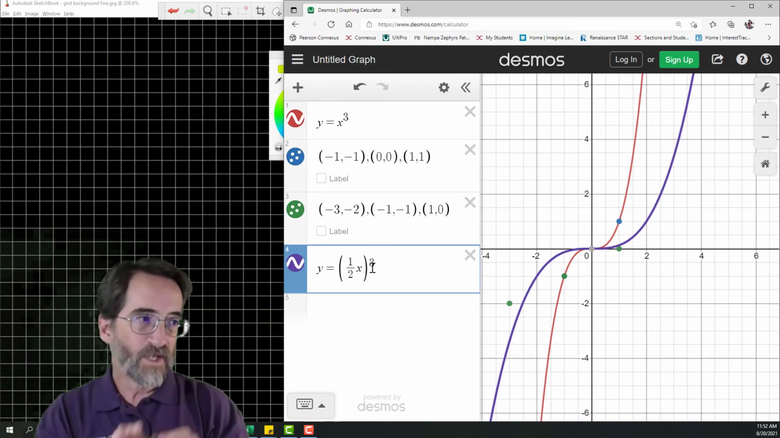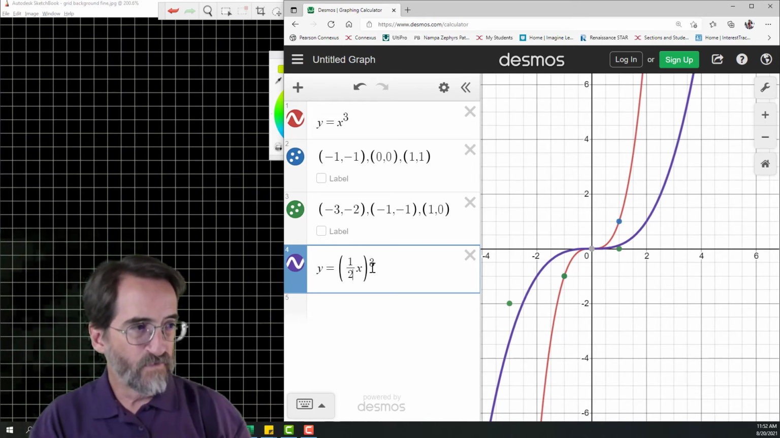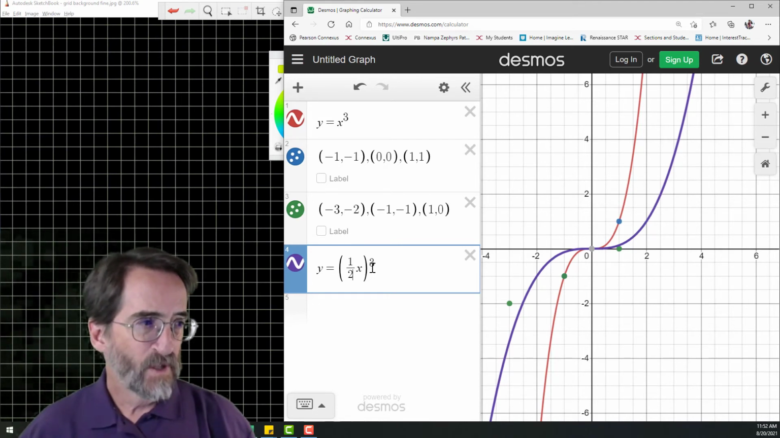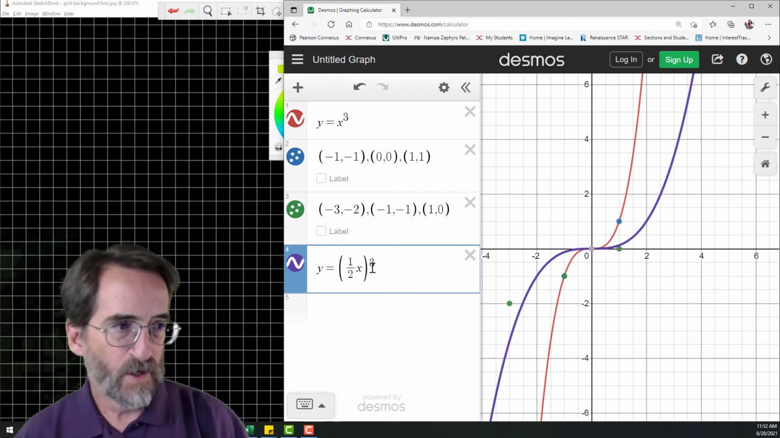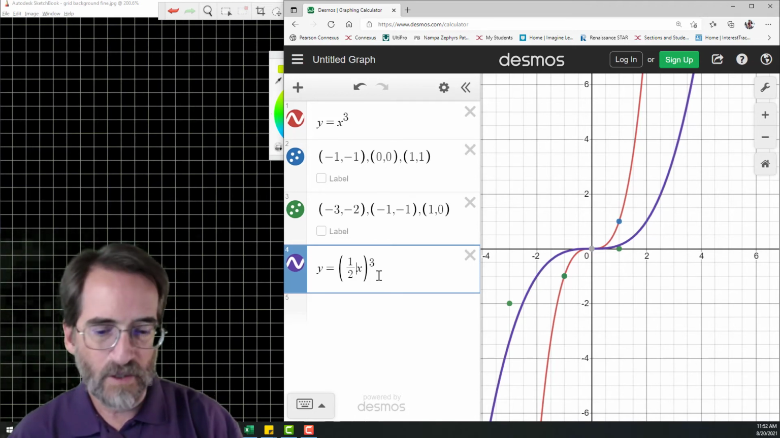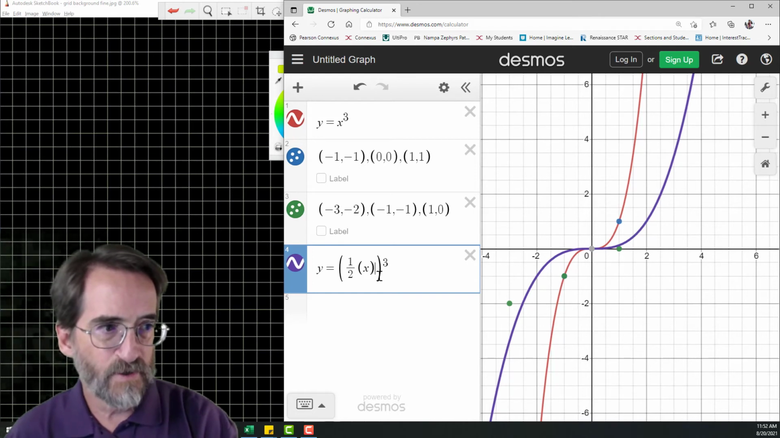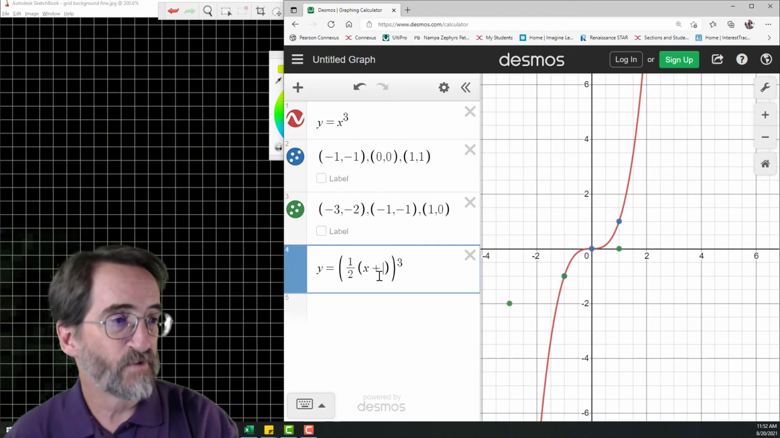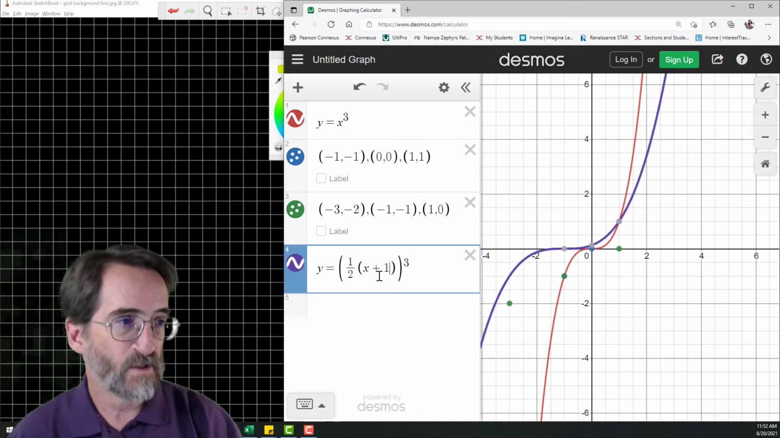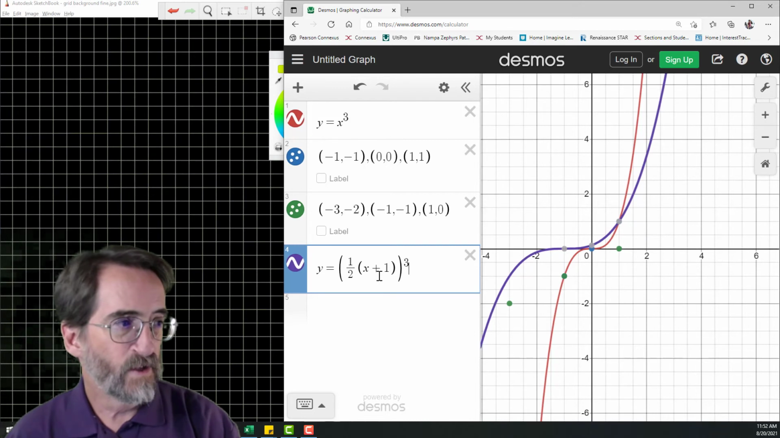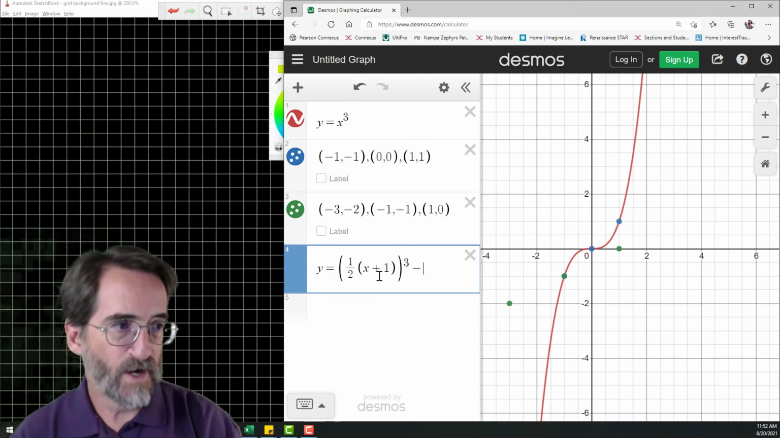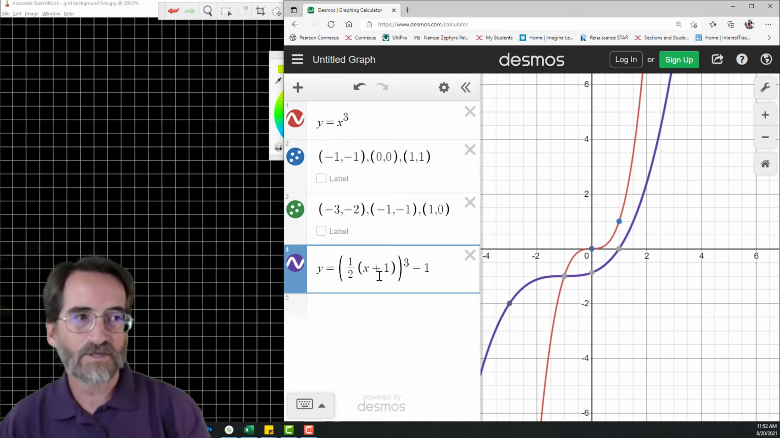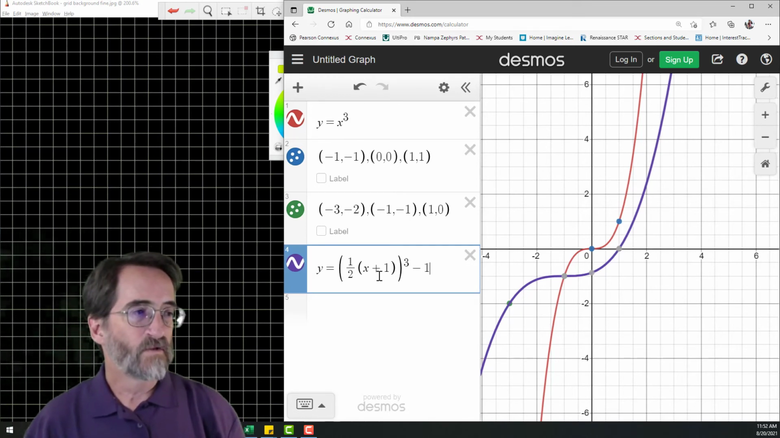Now I need to get the center moved from 0, 0. I need to move it down to -1, -1. Okay, so to do that, I'm going to move it to the left. So I'm going to put parentheses around the x, and to move it left, that's oppositesville, I'm going to add 1. That moves it left. Okay, and then I'm going to bring it down, so I'm going to subtract 1. And lo and behold, I now have a cubic function that fits the new points.